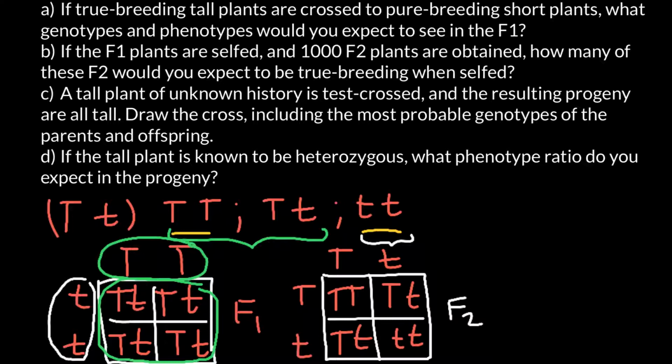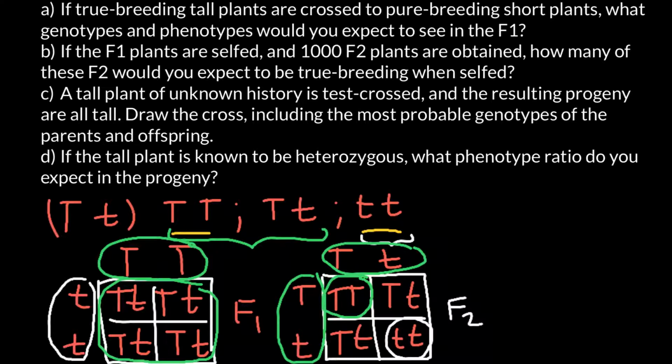Here we have one genotype that is true breeding, and here is another genotype that is also true breeding. So we expect that 50% of the F2 progeny from a cross of two F1 parents would be true breeding.